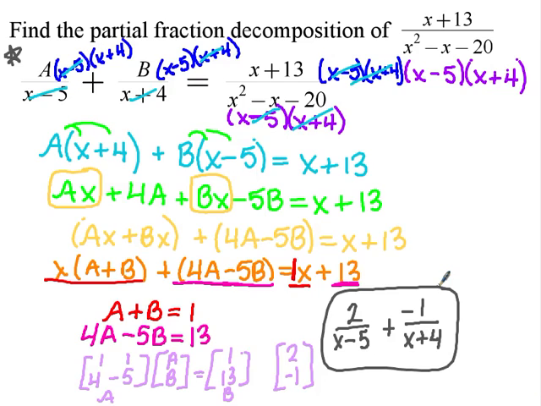Why did you put 2? Because in this case it's A over x minus 5 plus B over x plus 4. Now we're going to look at one more since we've kind of gotten the hang of things.